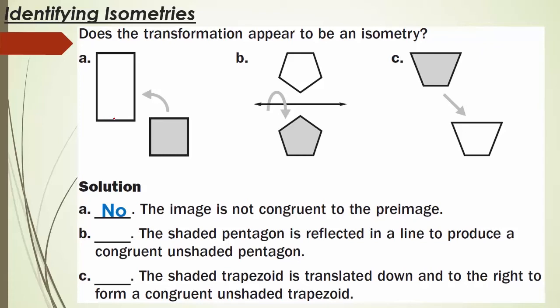B, going from the shaded pentagon to the unshaded, or vice versa, you could see that both of the images have the same size. So yes, it is an isometry. The shaded pentagon is reflected in a line to produce a congruent unshaded pentagon. And finally, looking at C, we got a trapezoid that is translated over here, and visually you can see that it has the same size. So yes, the shaded trapezoid is translated down and to the right to form a congruent unshaded trapezoid.